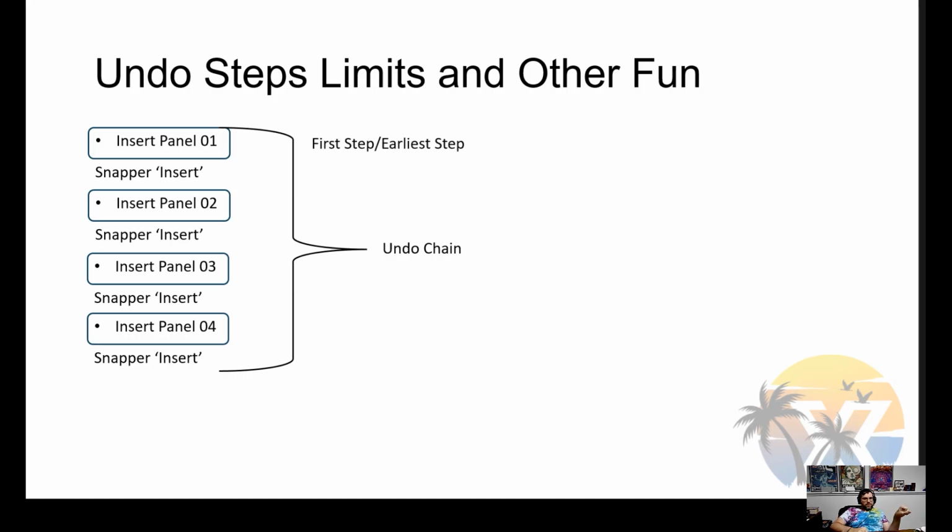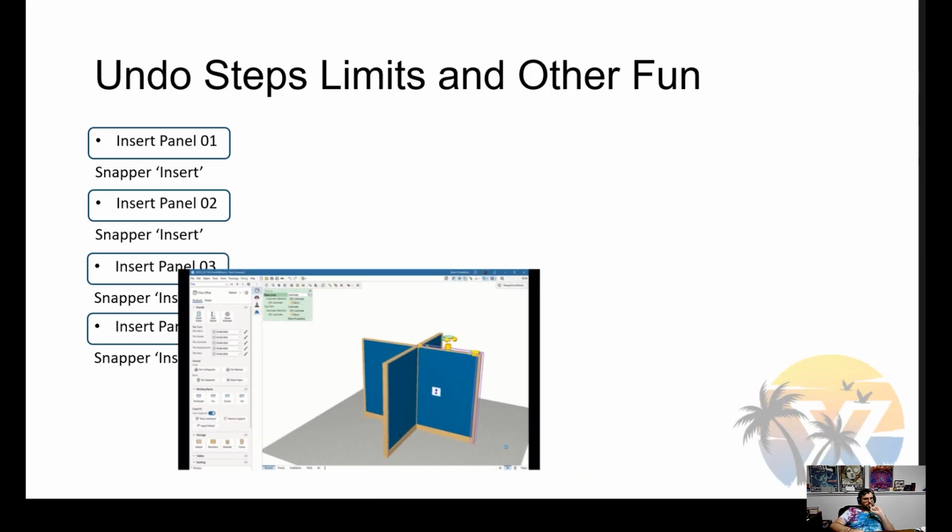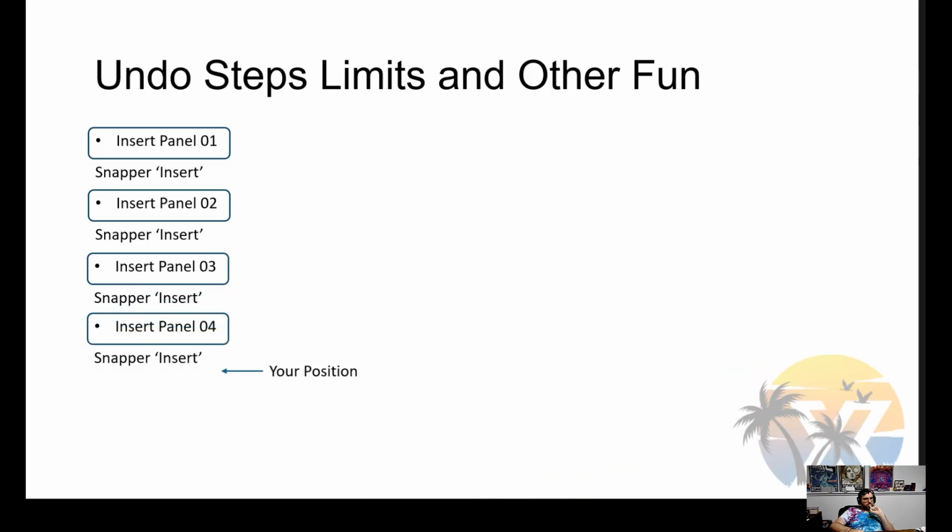The first step is here. This is the earliest thing that happened, and the last step is here, the most recent thing. As a user, you have a position in that chain. And as someone using the software right now, this is the position of the undo chain here. So I'll go ahead and undo something. And that's it. I just undo the last panel that was inserted here. That knocks my position up by 1.